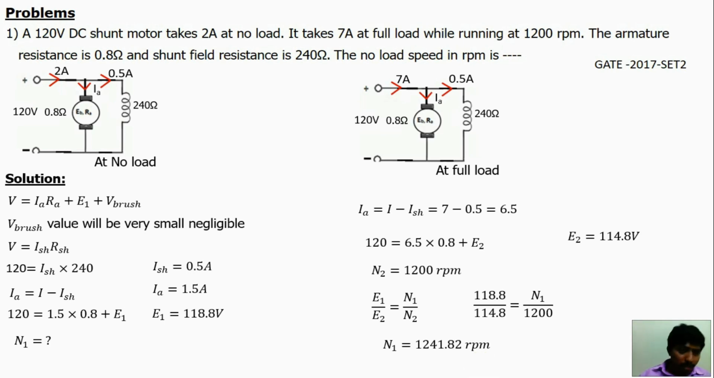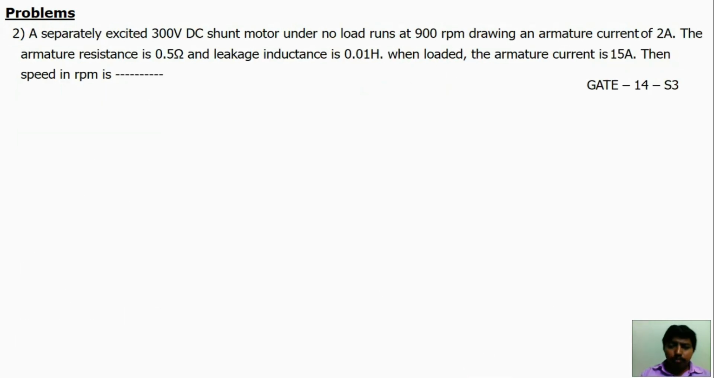Okay, Problem 2. This question was asked in the GATE 14 examination. Here a separately excited DC machine is given, no load speed 900 RPM, armature current is given, armature resistance is given, leakage inductance is given. What is the value of speed at full load?